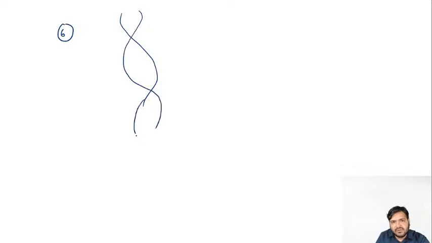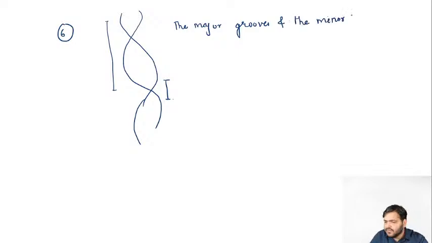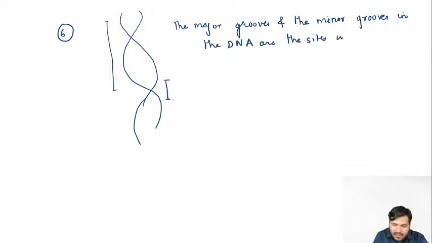Okay, we are now going to study that in the structure of DNA we actually have the major grooves and the minor grooves. Remember the major grooves and the minor grooves in the DNA. Basically, they are the sites where proteins interact with DNA.